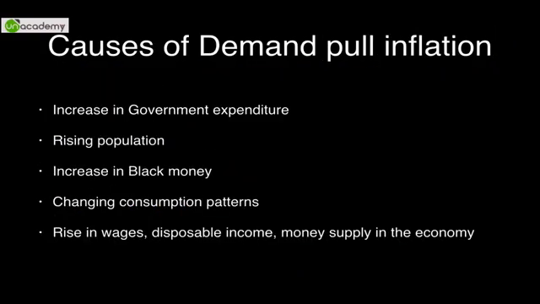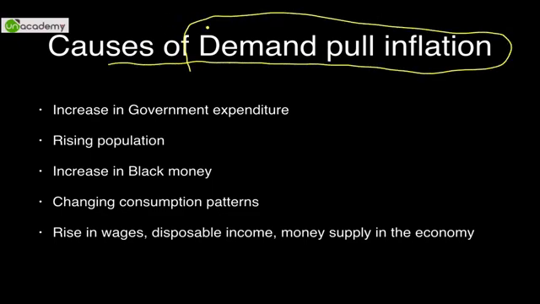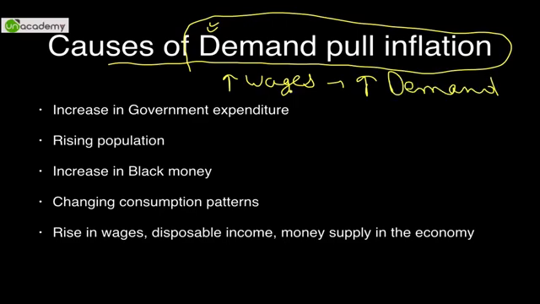Anyway, moving forward, what are the causes of demand pull inflation? Anything which increases the money supply in the economy in general, which leads to increased wages, which leads to increased demand for goods, is usually the culprit when it comes to demand pull inflation.